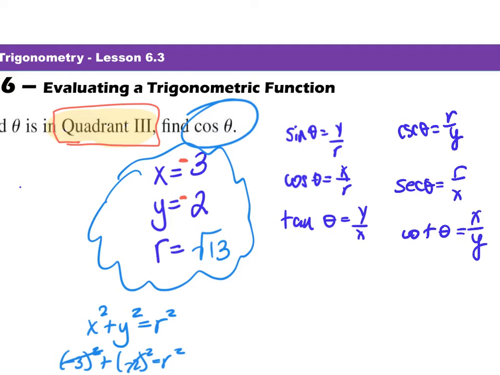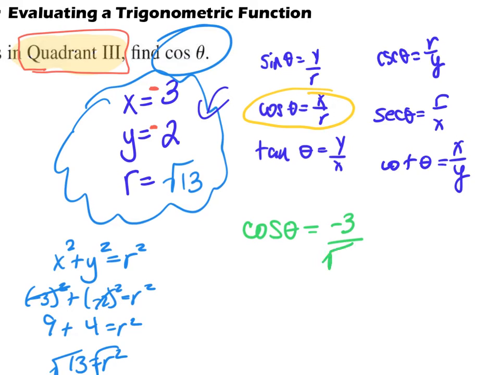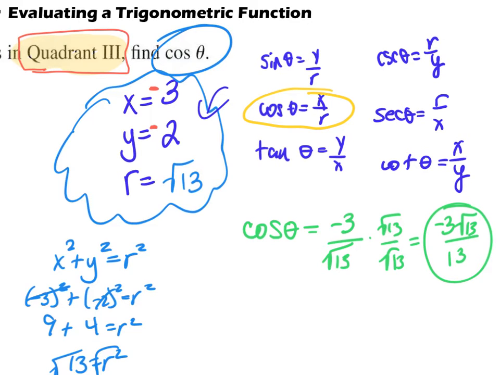Now, they didn't ask me to find all 6 trig functions, but you could because you have the information now that you need. They asked me for cosine. So the cosine of theta, you guys would say, cosine of theta equals what over what? -3 over what? Square root of 13. Can I leave it like that? No. So multiply the top and bottom by the square root of 13. So your cosine is -3 root 13 over 13. We're going to do a bunch of problems like that.